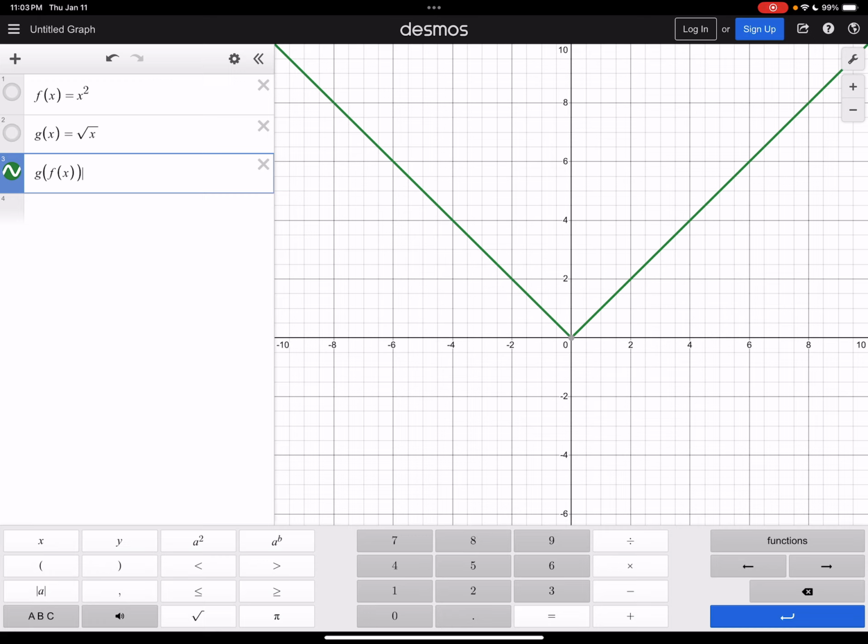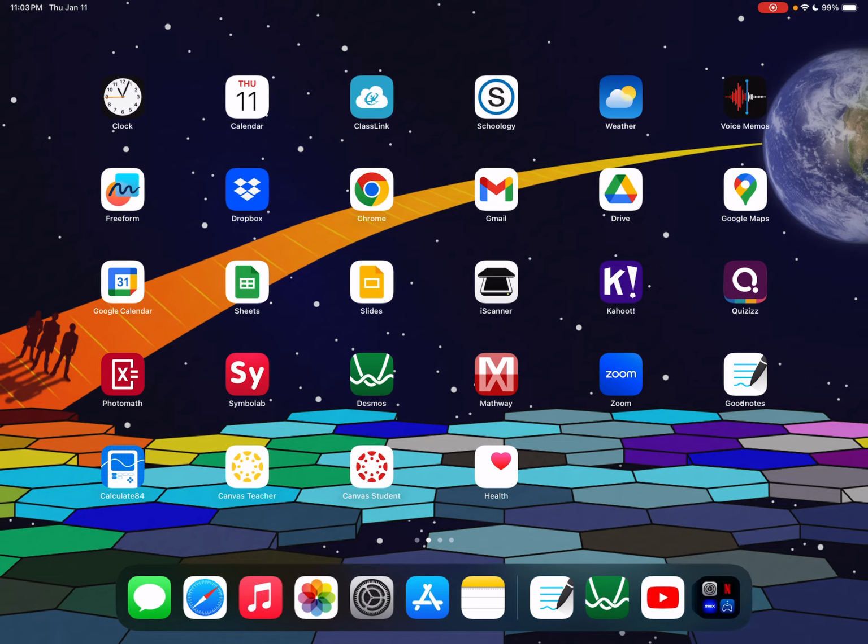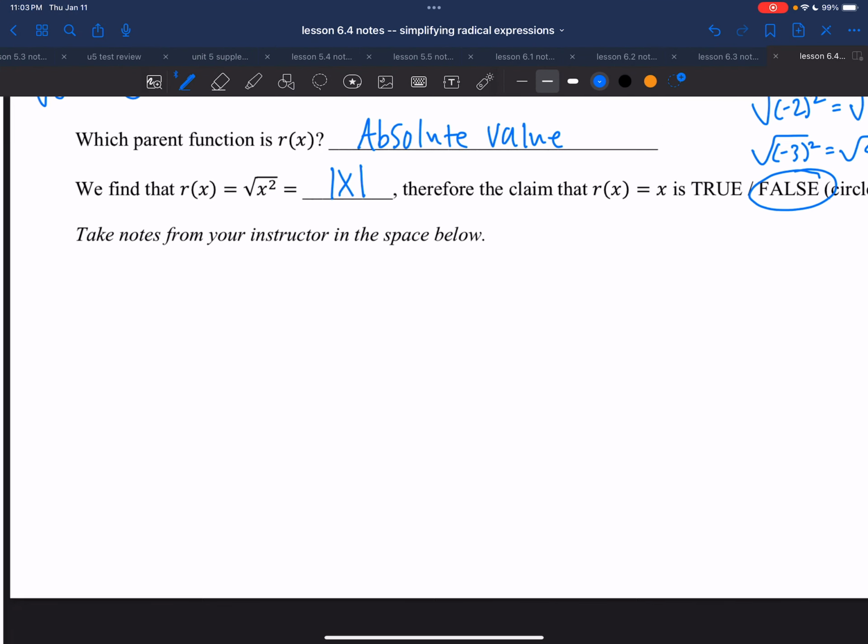Holy moly. Who's that? And you say that's absolute value, right? The square root of x squared, when plotted, gives you the absolute value graph. You can verify this by quite literally typing absolute value x. Oh my gosh, it's the same function. See, that's black, this is green. Green, black. They're the same thing. So square root of x squared is not x. It's absolute value x.